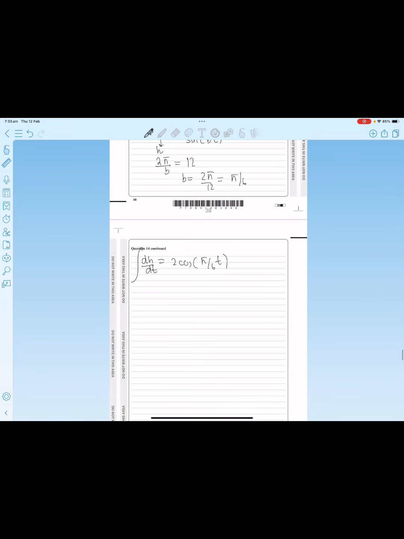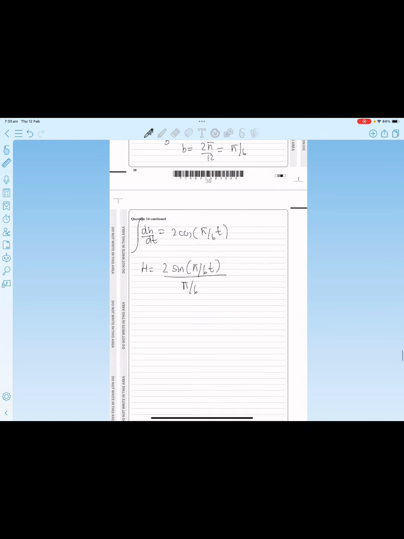So let's integrate. If I integrate, h would become 2 sine, since cos integrates to sine: 2 sine pi over 6 t. And I like to also say that you have to divide by pi over 6. Because if you're integrating, you divide. If you're differentiating, you multiply.